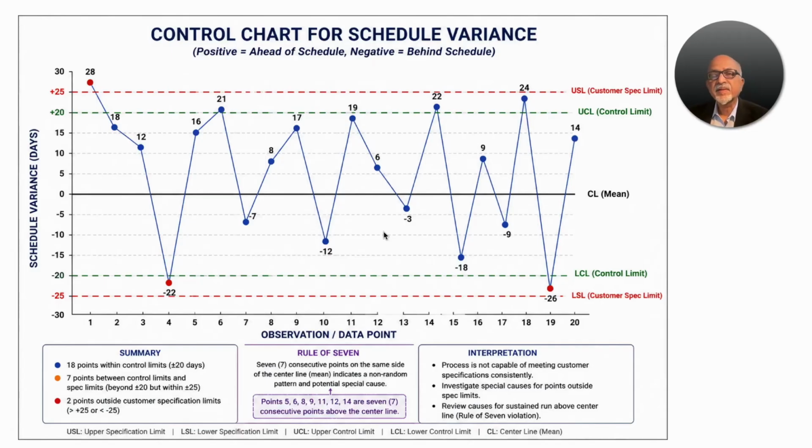Another key thing to remember here is there is something called the rule of seven. In a control chart, if you get 7 data points next to each other, a cluster of 7 data points, we call it a rule of 7. And whenever we see a rule of 7, we are supposed to take corrective actions.